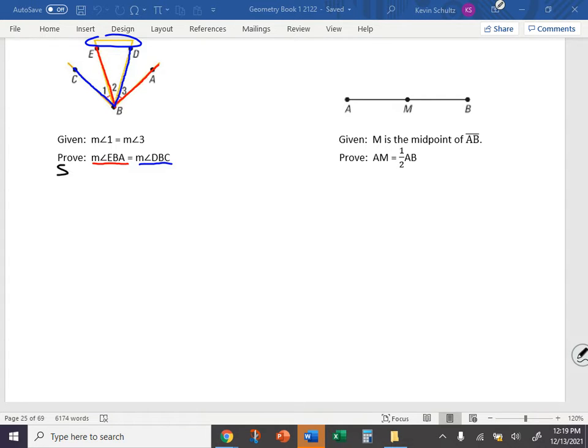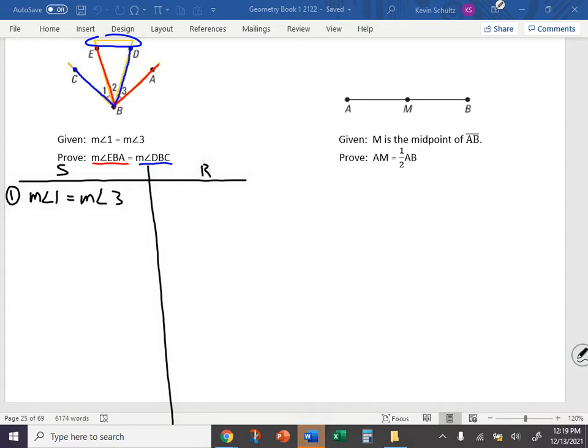We're going to have our statements on the left. I'm going to leave myself plenty of room to write here because I normally cut myself short. Our reasons on the right. And our first statement is going to be the measure of angle 1 is equal to the measure of angle 3. Why can I say that?